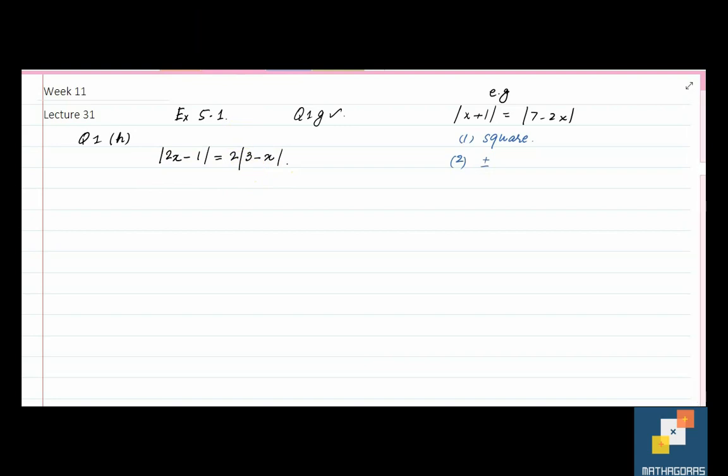Now the methods are the same. Either you can square both sides or you can apply the positive and negative sign. So it will be 2x minus 1 is equal to plus minus 2 times 3 minus x. Or you can do it with squaring on both sides. Both will give you the same answer. So it's 2x minus 1 is equal to, now I am taking positive 2, so 2 times 3 minus x.